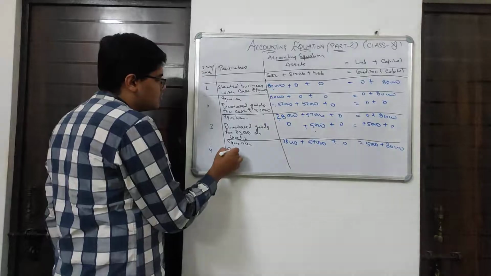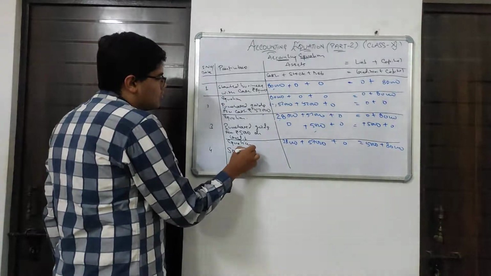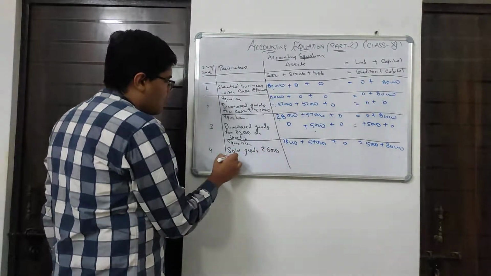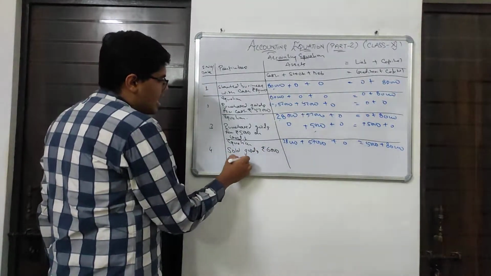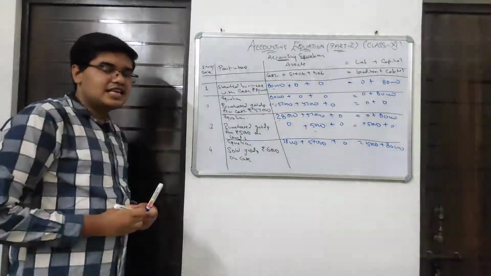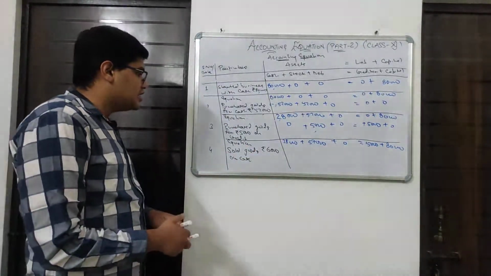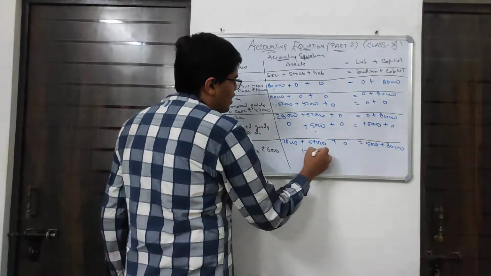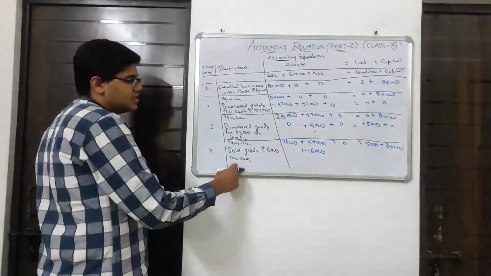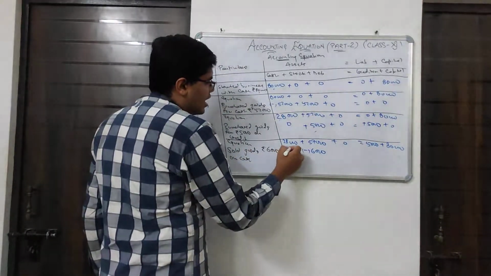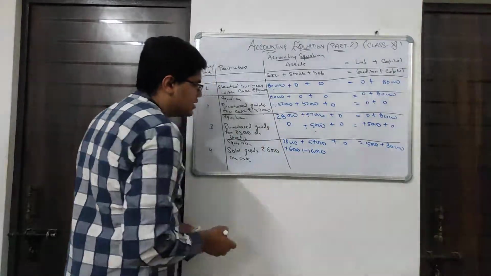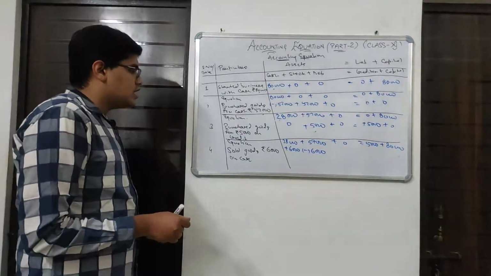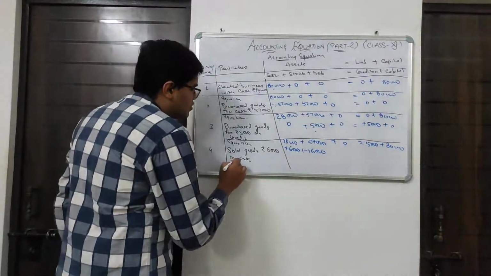Next transaction is sold goods rupees 6,000 on cash. Since we are selling the goods, 6,000 on cash, the amount of the goods will be deducted, and here the cash gets affected. We are selling the goods on cash, so our cash comes into the business by 6,000. So it has a dual effect, as you can see. So we have to close the accounts and now you can balance it.